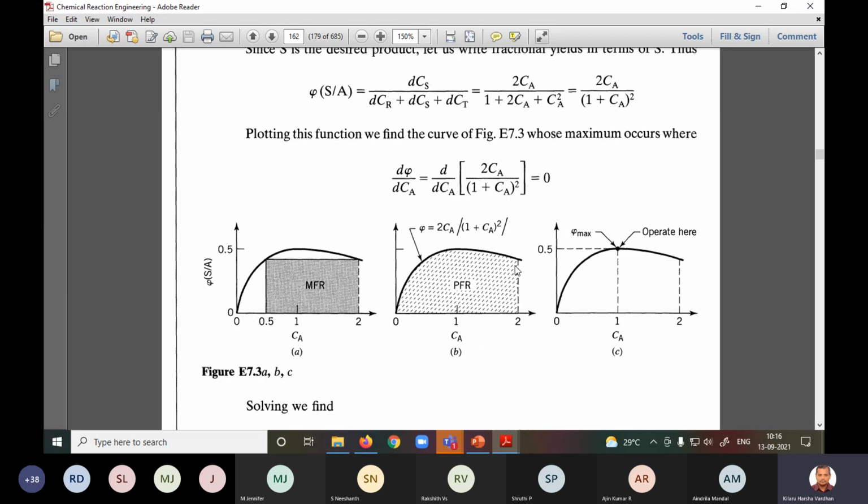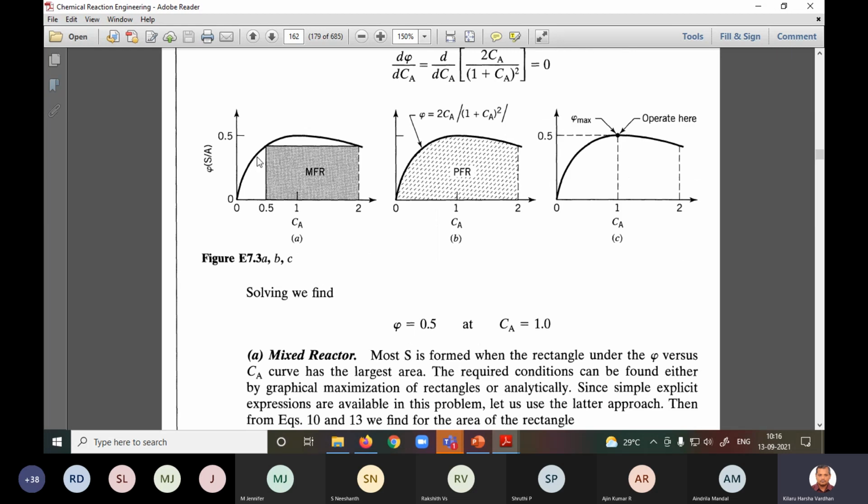Or what you can do is you can draw phi of S by A versus Ca with different Cas. Take Ca values from 0 to 2, take some values and then calculate and then try to draw a graph. This is how you get it for an MFR at 0.5. That is what he is giving at 0.5. You take the rectangle. This is the area under the curve, the area of a rectangle. And for a plug flow reactor, you know that the area under the curve will give you the value.